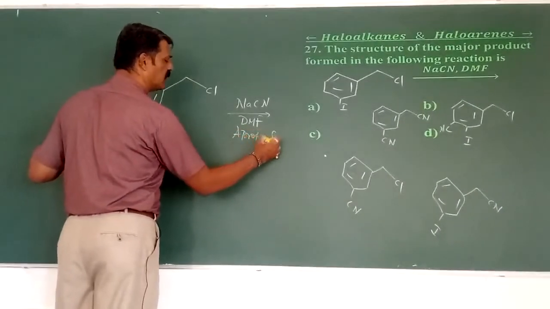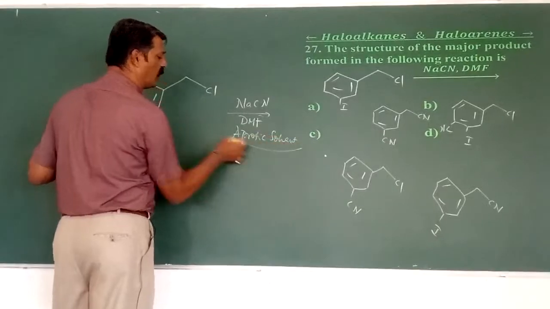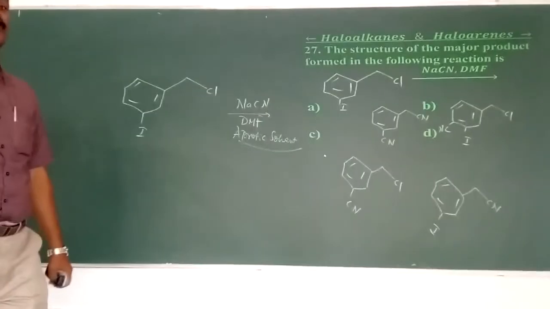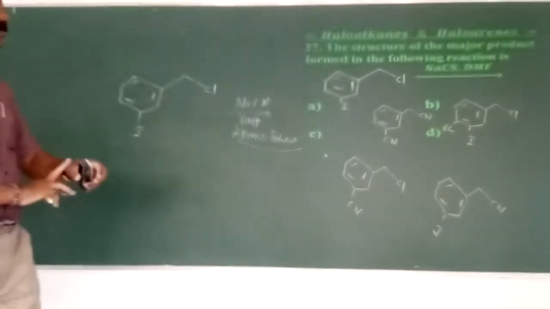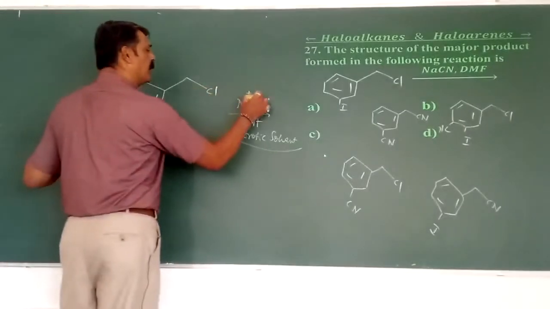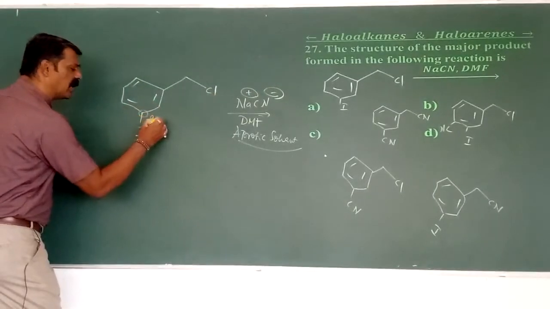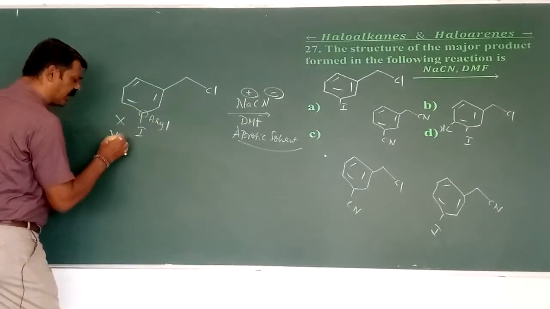What is that solvent called? Aprotic. Means it doesn't have the proton. Water, ammonia, they are the solvents having protons. They are called protic solvents. But here it is an aprotic solvent. So here Na plus and then Cl minus. This is called aryl. There is no possibility of SN directly.